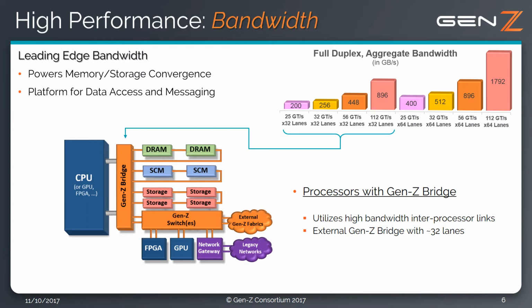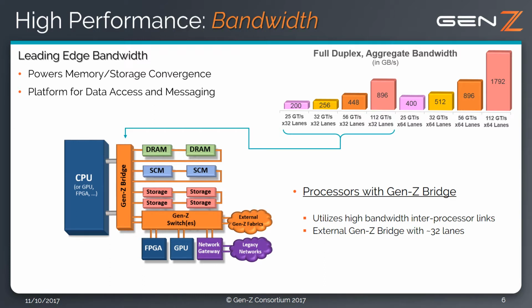The Gen Z links can support byte addressable memory, block access storage, I/O to accelerators or gateways, and messaging to other servers through external Gen Z fabrics of various topologies. Note, although DRAM is shown, storage class memory or SCM will be more common as the byte addressable memory for an external bridge.